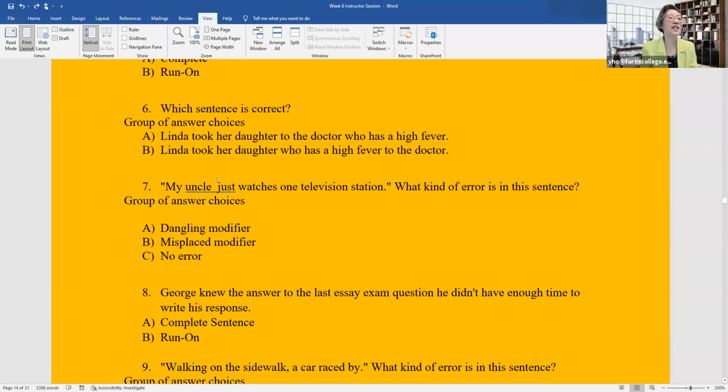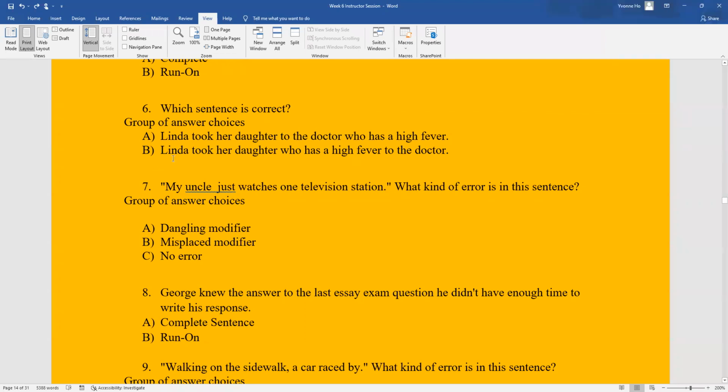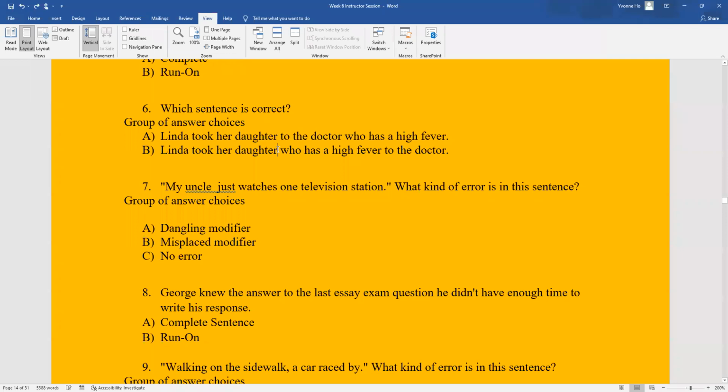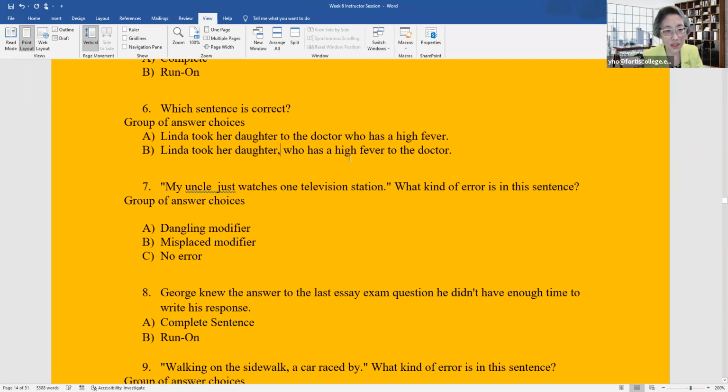Ah, that's an excellent question. Why is a comma not necessary in this sentence? Why don't we use a comma? You caught a really good one. You've got an adjective clause. I said in the beginning, when an adjective clause is in the middle of a sentence, you have to have two commas, all right? So if I simply said, Linda took her daughter to the doctor. Well, okay, she took her daughter to the doctor, but why?